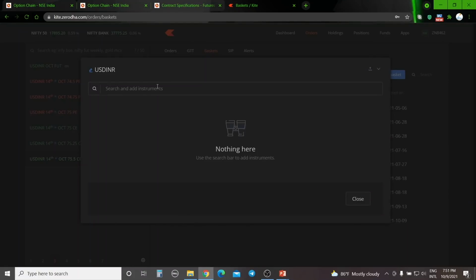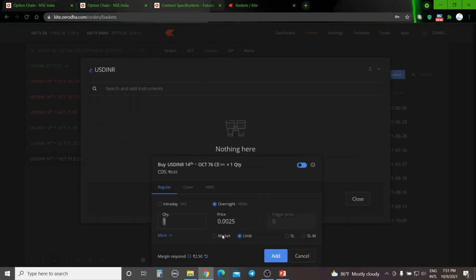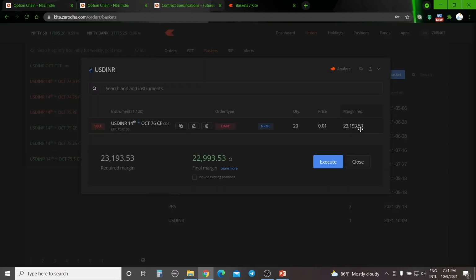Short strangle means selling an out of the money call and selling an out of the money put. Okay. So let us do USD INR weekly CE. I'll sell 75.5, or I'll sell 76. 76 CE I'll sell at about 0.1. I'll sell 20 contracts for about 23,000 rupees. So 0.01, it is trading at about 1 paisa. It's not 1 paisa, it is multiplied by 1000. So multiplied by 1000 means you will get 100 rupees here. Okay. Add. So you pay 23,193 and you will sell the PE also.